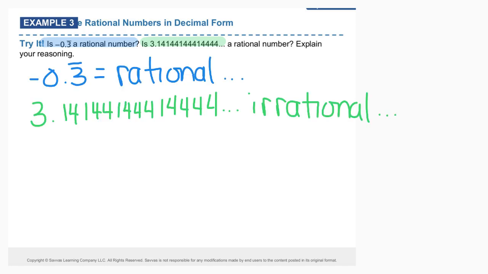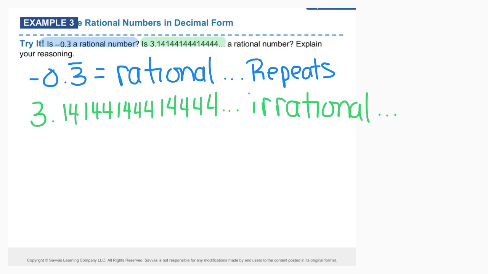All right, our first example has this lovely bar notation. That means it's a repeating decimal. If it's repeating, it is rational. Whoops, let me change my color back to blue. It's a repeater, so it is rational. Now my green example is a little trickier.